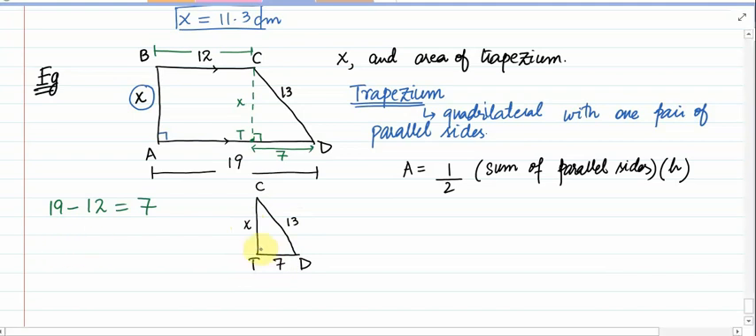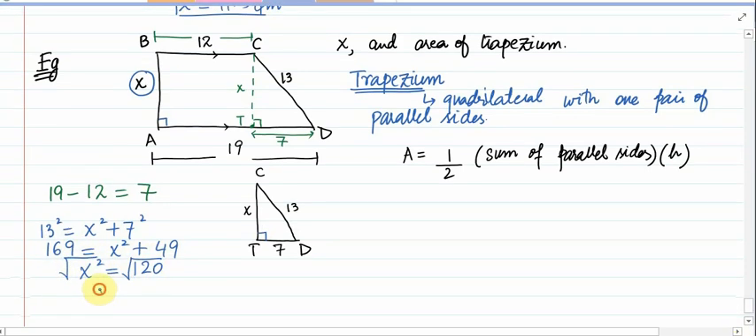Applying Pythagoras, as this angle is 90, it will be 13 square is equal to X square plus 7 square. 13 is my hypotenuse, right? So 13 square is 169, which is equal to X square plus 49. So 169 minus 49 will be 120. So X square is equal to 120. Now applying root on both sides, X is 10.95. That is the height of the trapezium, right?